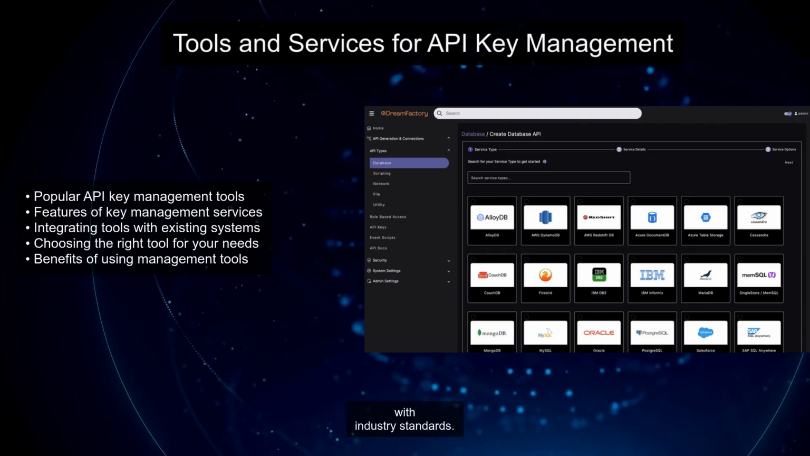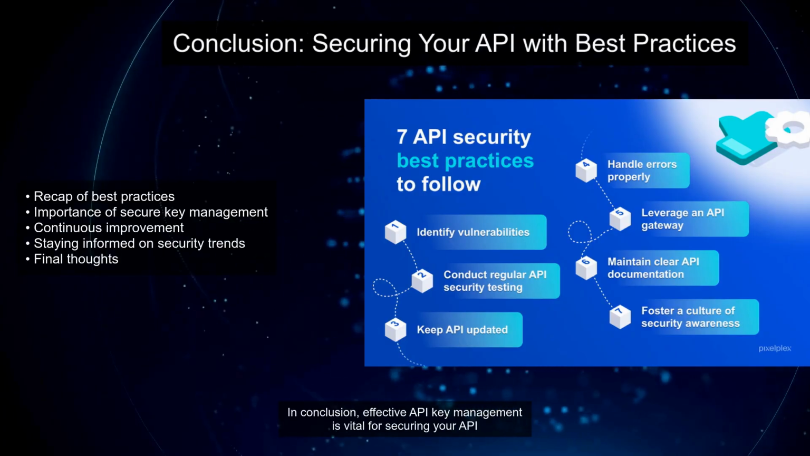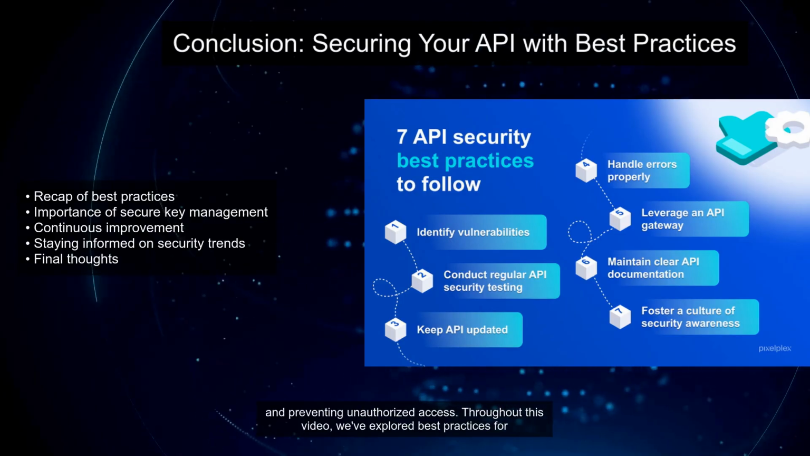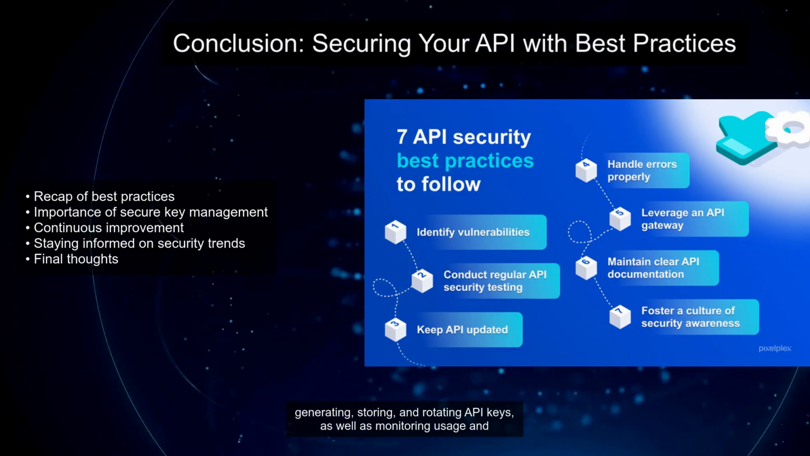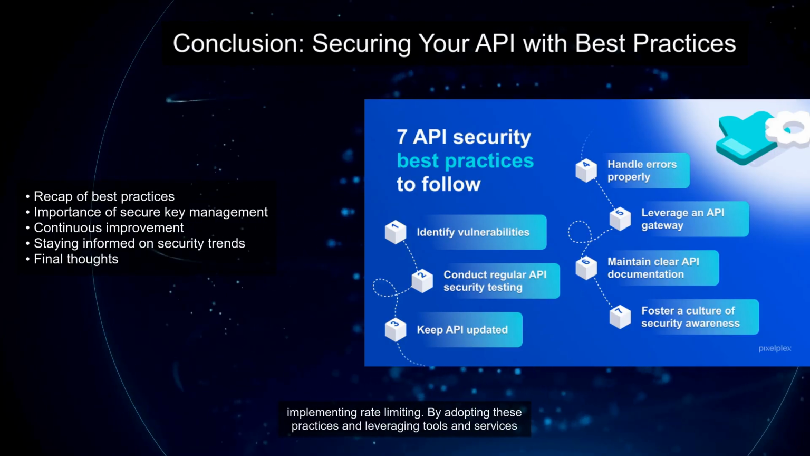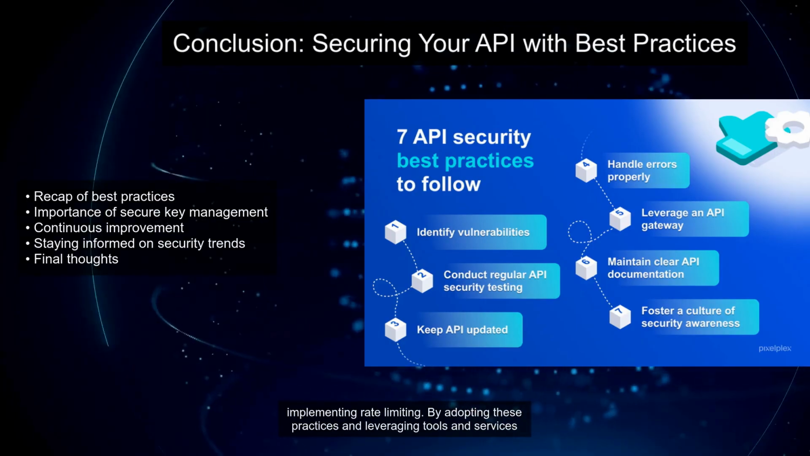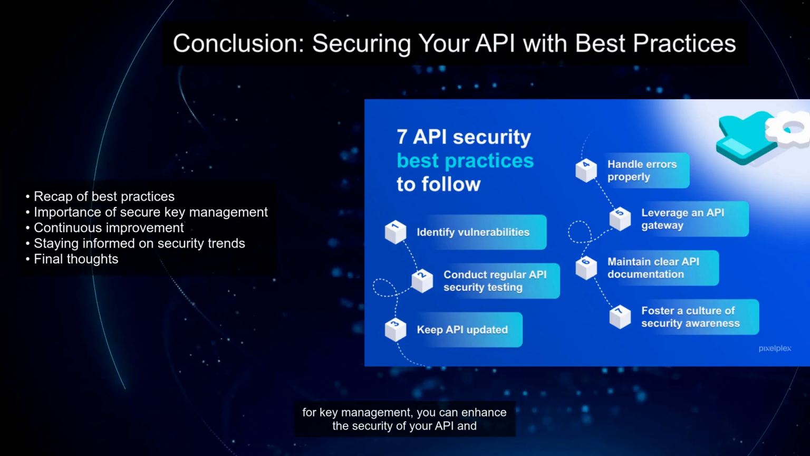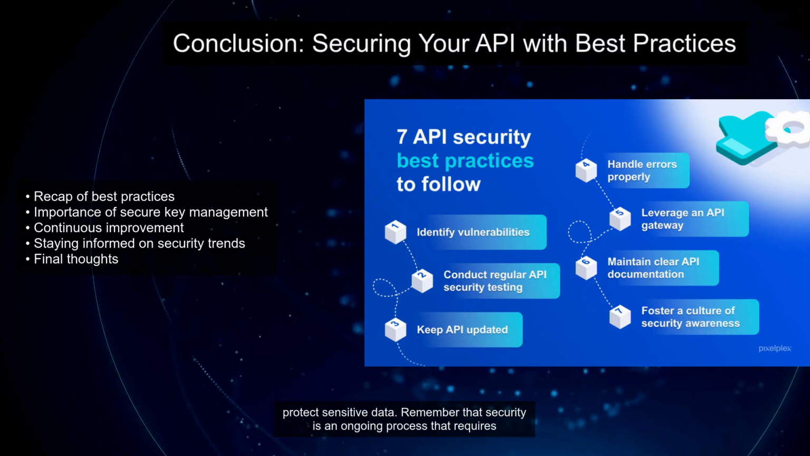compliance with industry standards. In conclusion, effective API key management is vital for securing your API and preventing unauthorized access. Throughout this video, we've explored best practices for generating, storing, and rotating API keys, as well as monitoring usage and implementing rate limiting. By adopting these practices and leveraging tools and services for key management, you can enhance the security of your API and protect sensitive data.